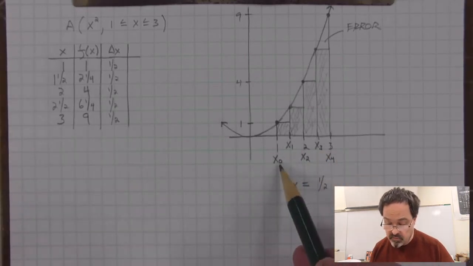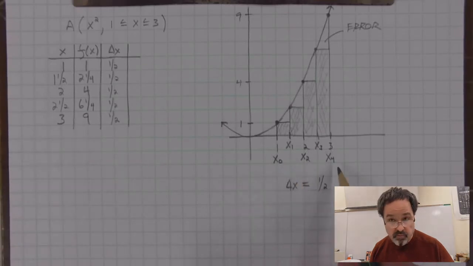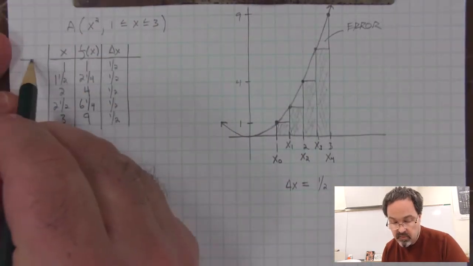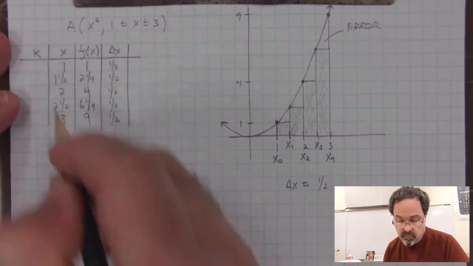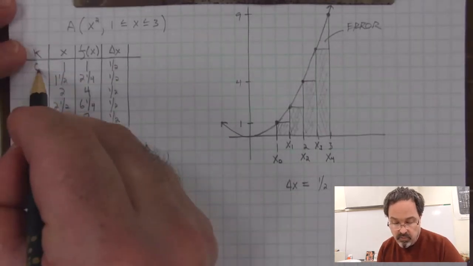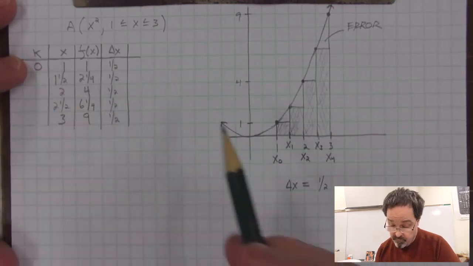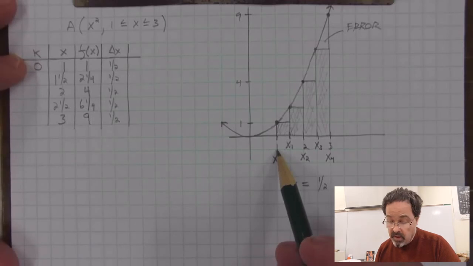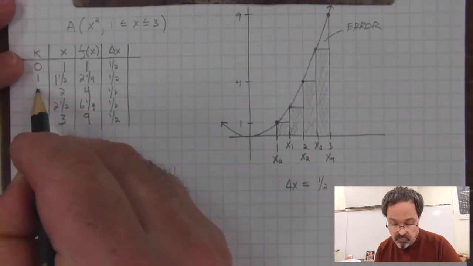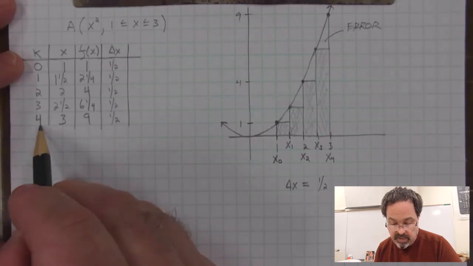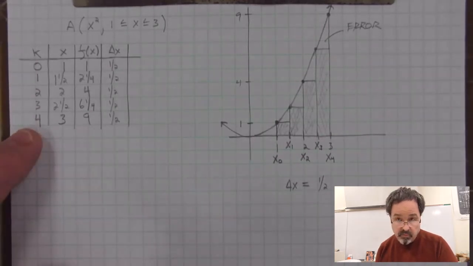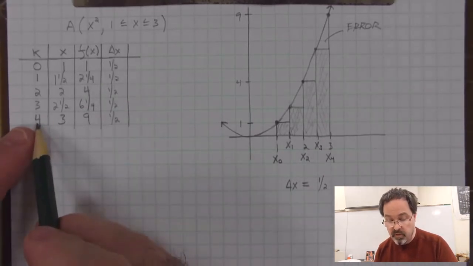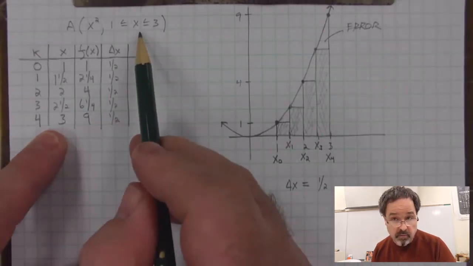Notice that my choices are integer values 0, 1, 2, 3, and 4. I'm going to represent this in my table as k values. The k value of 0 corresponds to the first important location in the domain at my lower bound 1. And my k values are going to increase by integers until we get to the last k value of 4, which is equal to the number of rectangles that I'm using in my approximation, and also corresponds to the upper bound in the interval of the area under the curve.